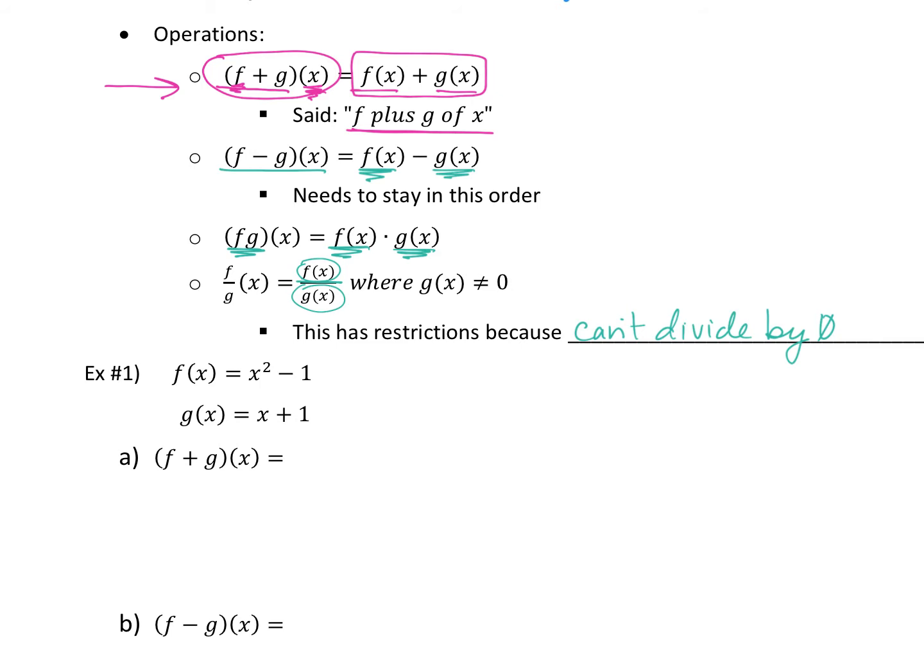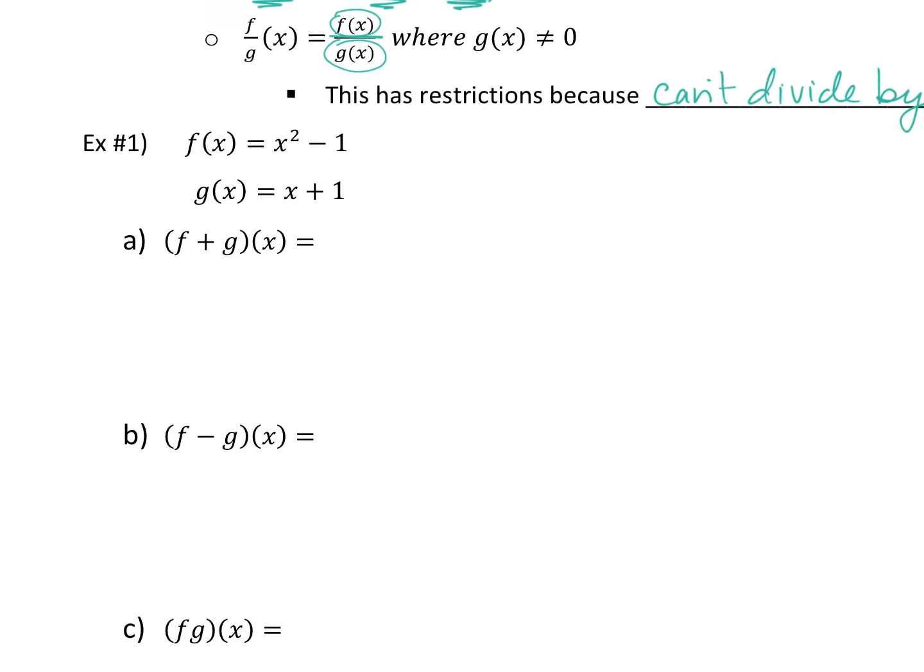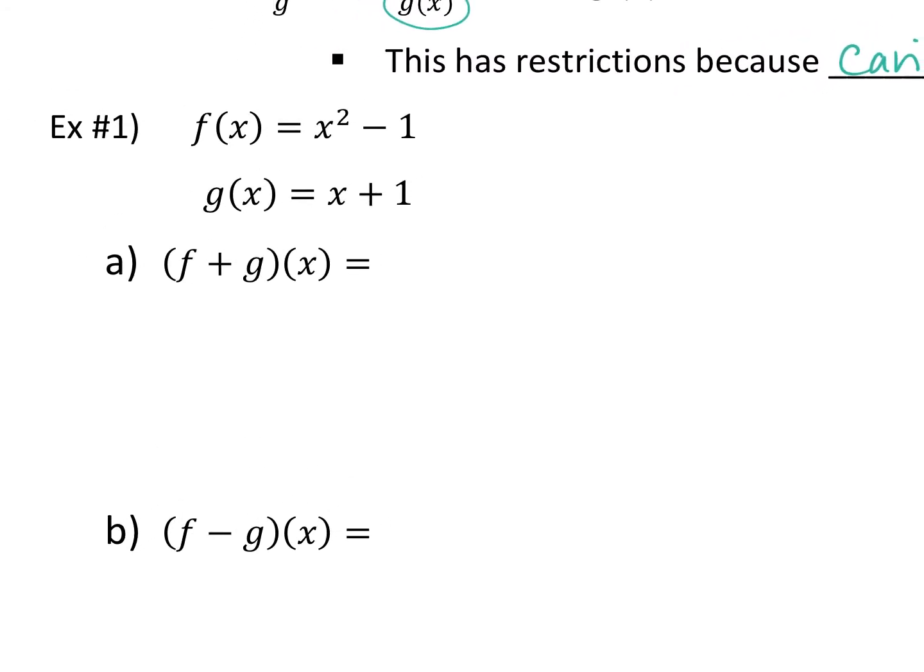Okay, so let me show you how this works. They're going to say, here are two functions. f of x is x squared minus 1. g of x is x plus 1. What they want us to do is add those two functions. So f plus g of x. All that means is you take f of x, and we're going to put them in parentheses. Not that it matters with addition, but it does matter with other ones. So just get in the habit of putting them in parentheses for this type of stuff.